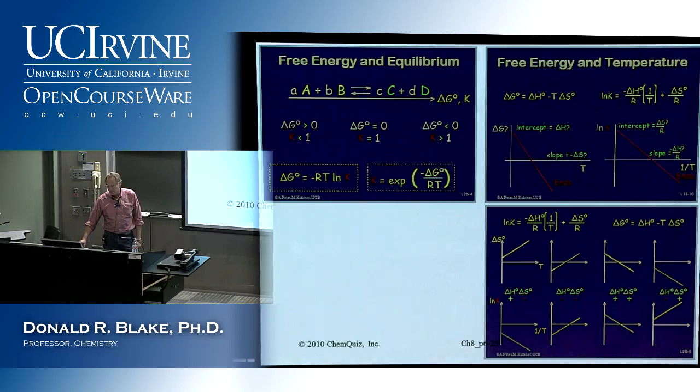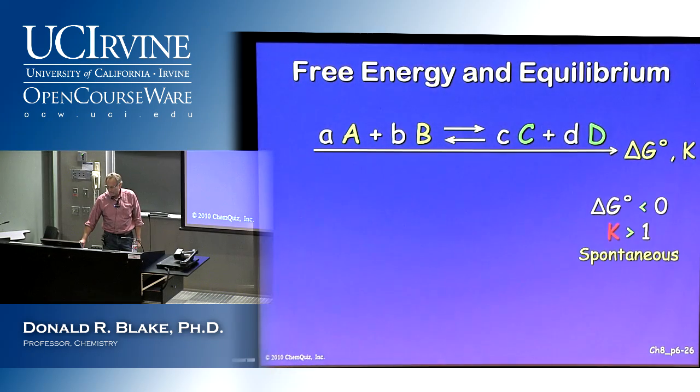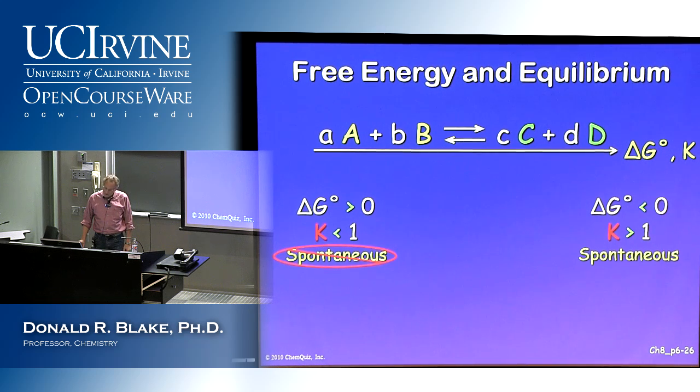These are those activities. Look at it in the book. Once again, we know that if delta G is less than 0, K is greater than 1, and it's spontaneous. Delta G is greater than 0, K is less than 1, and not spontaneous. And at delta G equals 0, K equals 1.